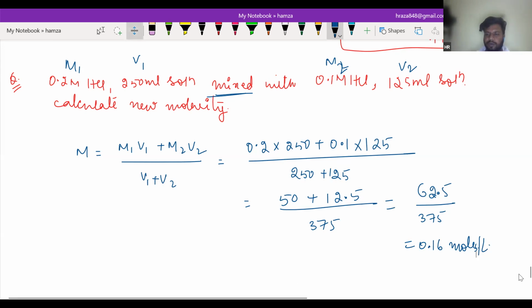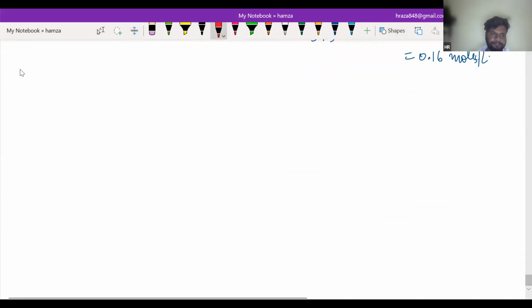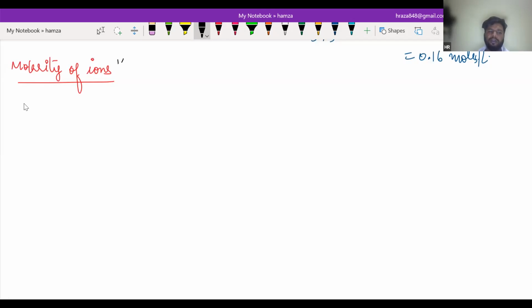Now we are going to have the last topic of molarity, which is molarity of ions. I'm going to explain how we calculate molarity of ions. I'm going to take an example which will make it very easy to understand how to calculate molarity of ions.